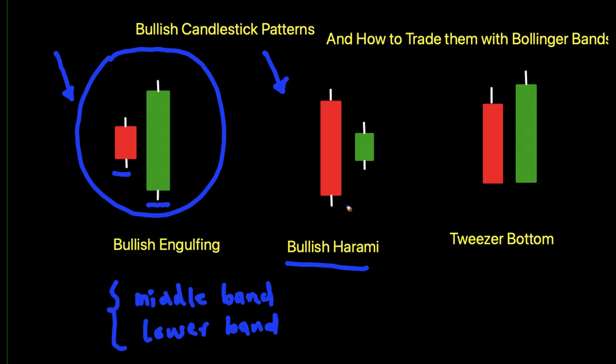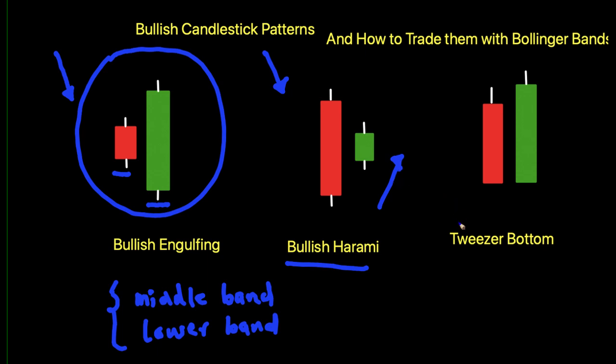So this pattern, if you see, is exactly opposite to bullish engulfing. This is called the bullish harami pattern. And if you spot this pattern at the middle band or lower band of the Bollinger Band, it may happen that the market may turn upside. The market may start an uptrend.